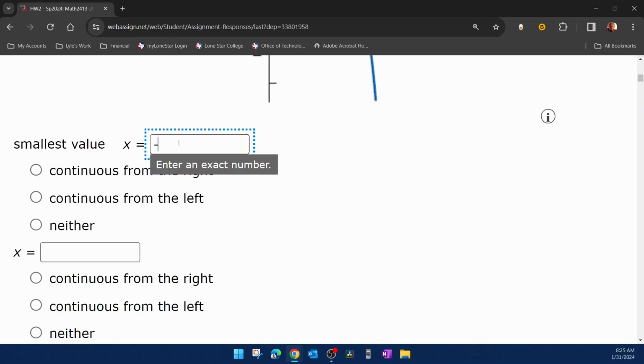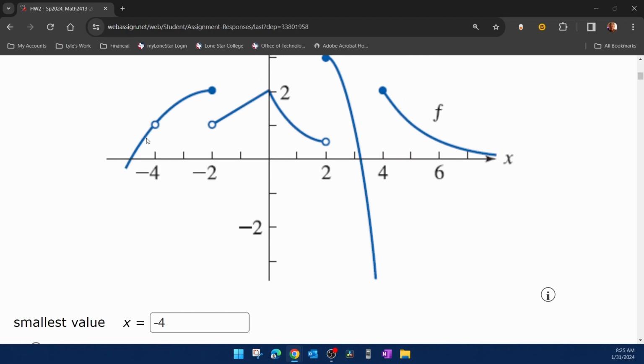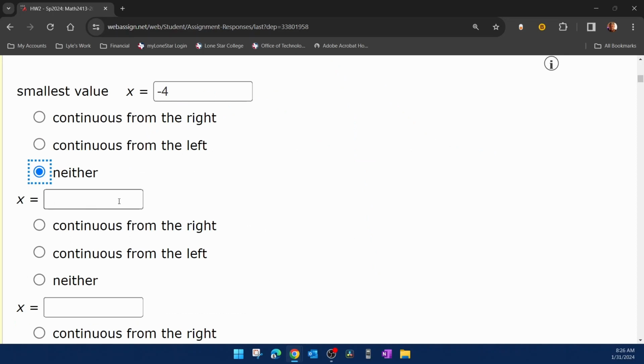So smallest value, -4. Is it continuous from the right, left, or neither? Well, that's going to be neither because it doesn't come in and touch at -4. For example, at -2, if you notice coming in from the left, it reaches a point, so this at -2 would be continuous from the left, but at -4, it doesn't come in and reach a point from either side.